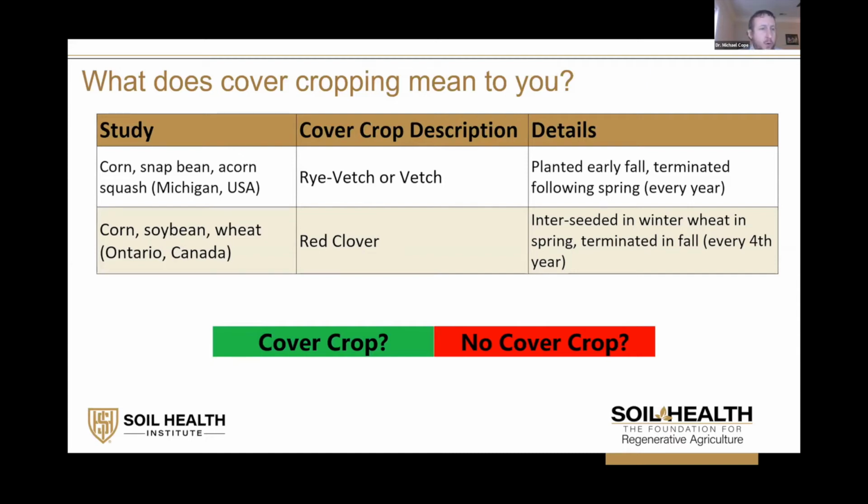And then in this corn, soybean, wheat rotation in Ontario, they use a red clover cover crop. But when we look at their implementations, we see that this red clover cover crop is only interseeded in the spring in a standing winter wheat crop, and then it's terminated in the fall. And so this cover crop only gets planted every 4th year. So again, these systems are referred to as cover crop systems, but the specific implementation of practices is very different in these 2 systems.